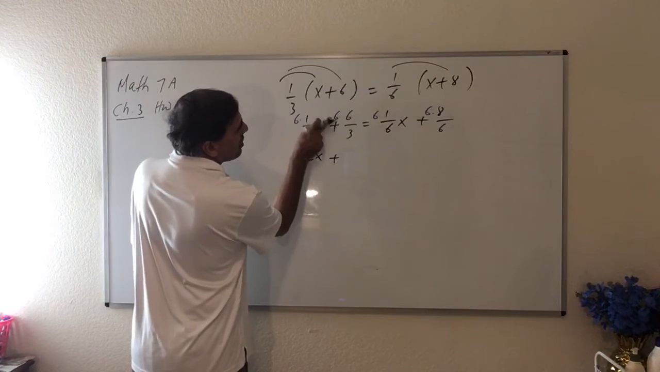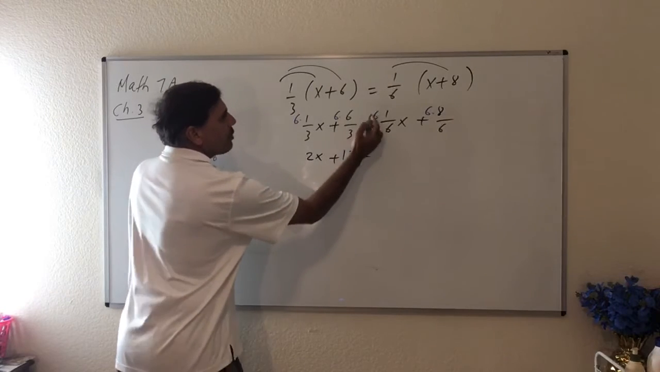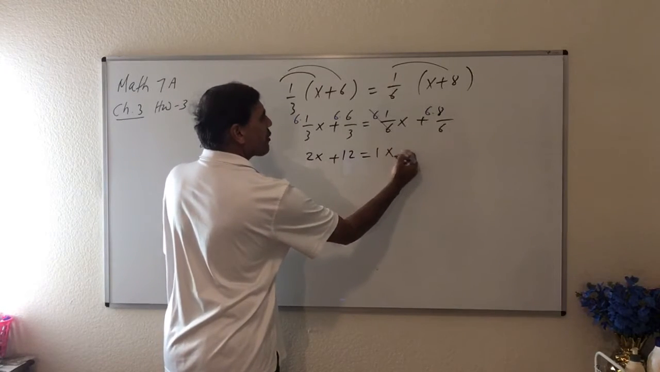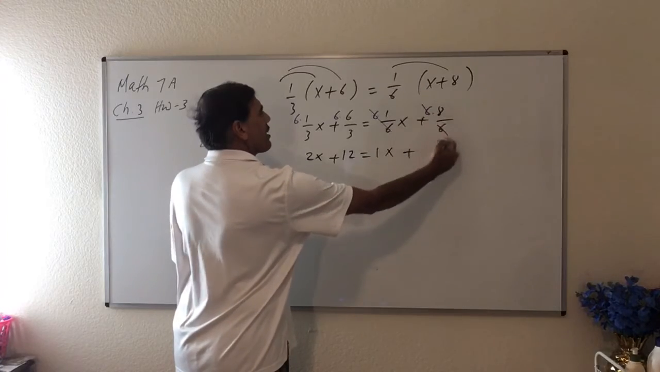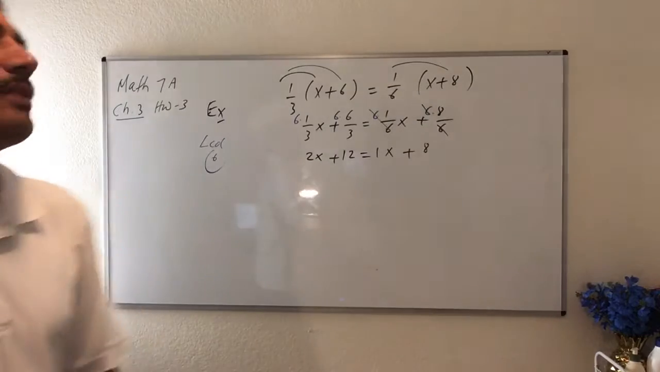And 6 divided by 3 is 2. And 2 times 6 is 12. And the 6 and 6 cancel, left with just the x, or 1x. Look, when I simplify, they automatically cancel out.